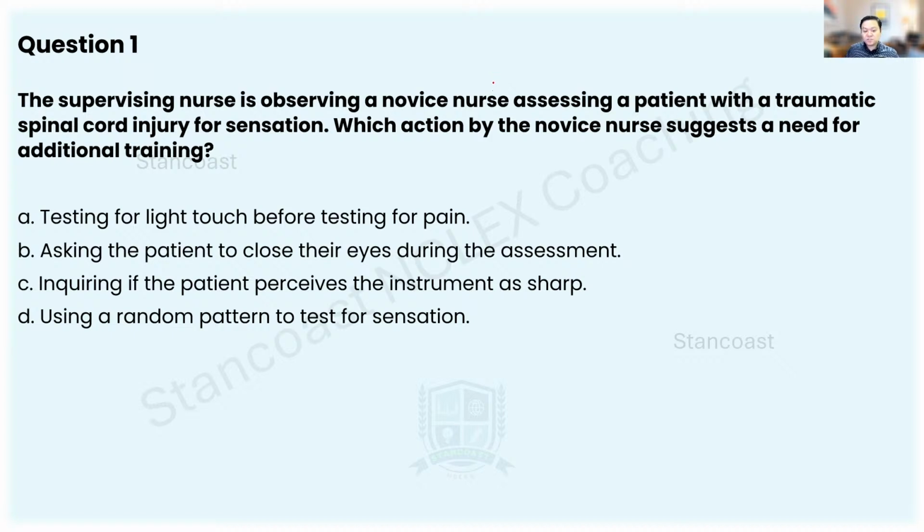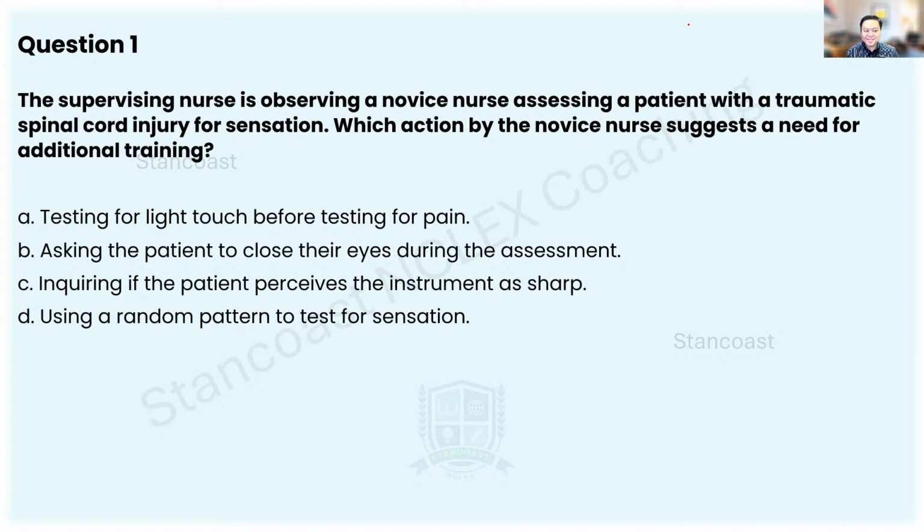Supposing you are the charge nurse and you are observing a newly onboarded RN assessing a patient with a traumatic spinal cord injury for sensation. Which of the following scenarios will require you to take action? You need to educate this newbie further.